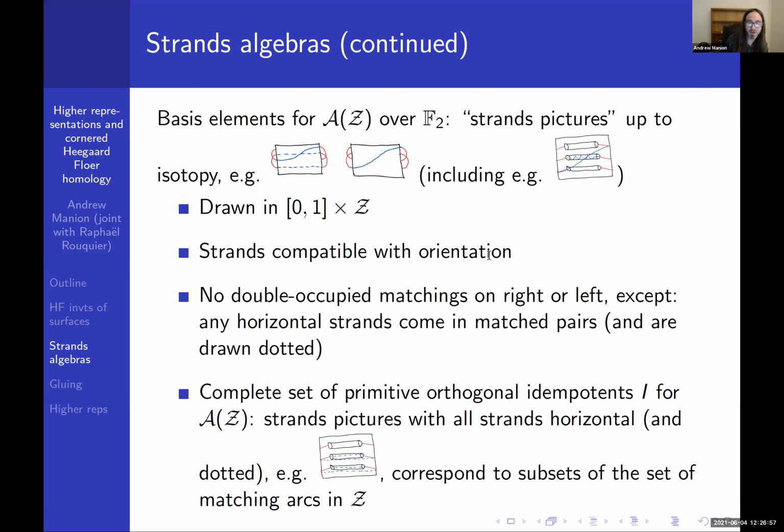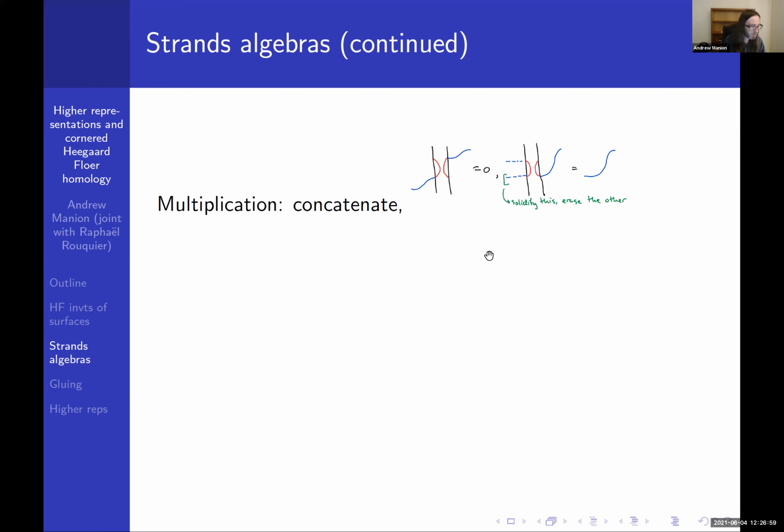You concatenate and then isotope, except that if I have a double crossing, so if it crosses once here and then on the other side of the multiplication it crosses again, so that the isotopy would remove two crossings, then I declare the product to be 0. So I only allow multiplication in cases where that doesn't happen. And then it's the following rules.